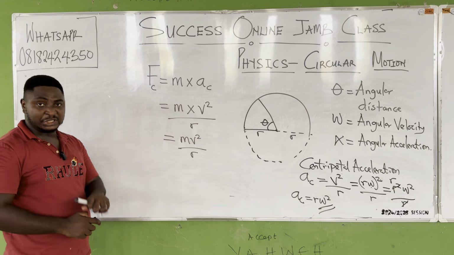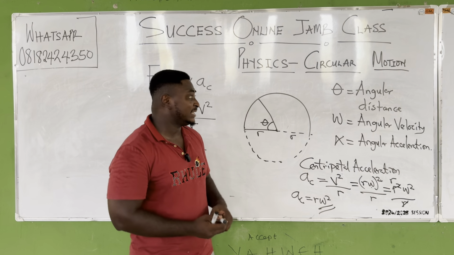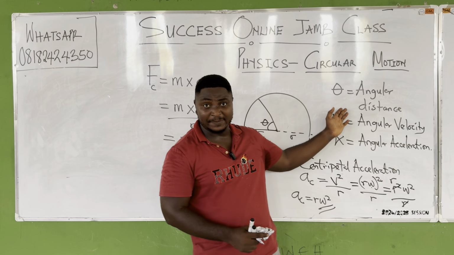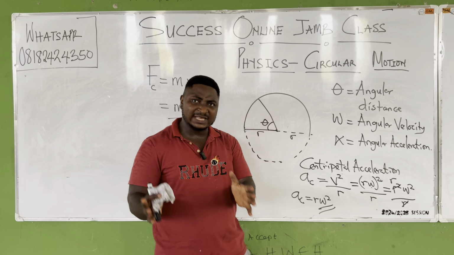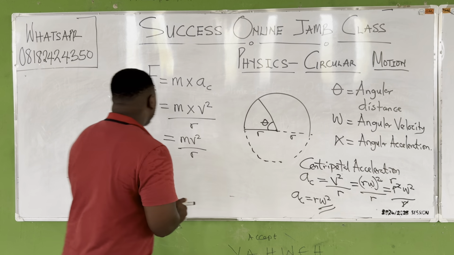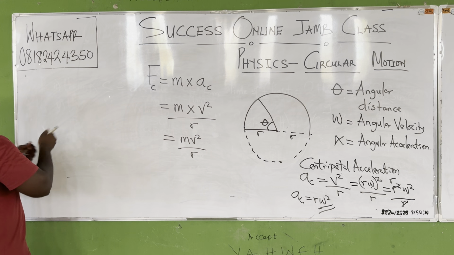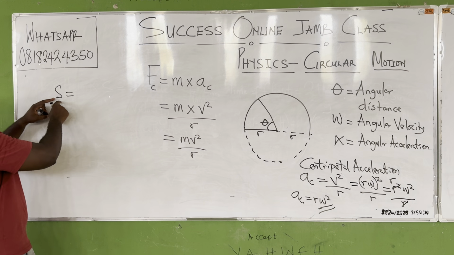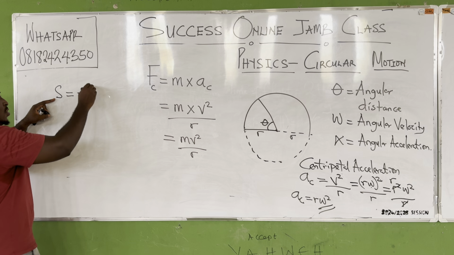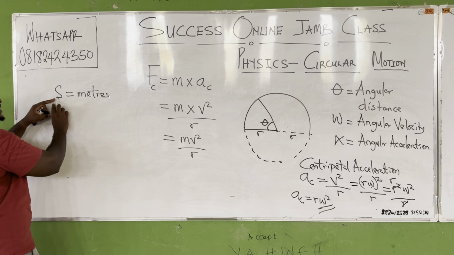Now there's one more thing I didn't mention. Earlier on, when I introduced you to the distance covered by a body moving in a circular path, I showed you that we have distance covered by a body moving in a linear path. When a body is moving in a linear path, a straight line, we use s, and the unit for distance is meters. When a body is moving in a linear path, the unit for the distance covered is what?